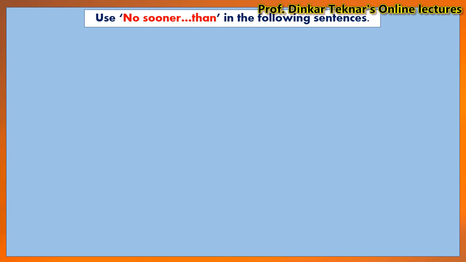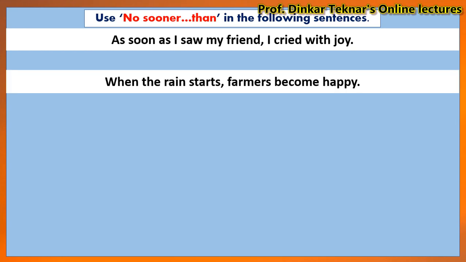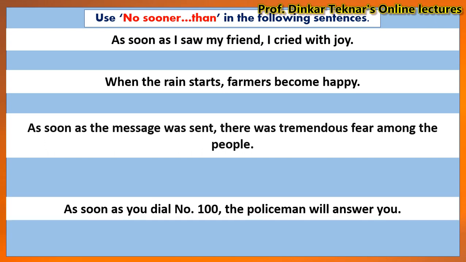Use no sooner than in the following sentences. As soon as I saw my friend, I cried with joy. When the rain starts, farmers become happy. As soon as the message was sent, there was tremendous fear among the people. As soon as you dial number 100, the policeman will answer you.